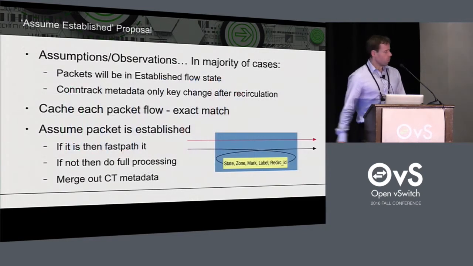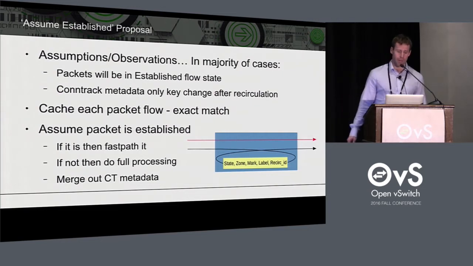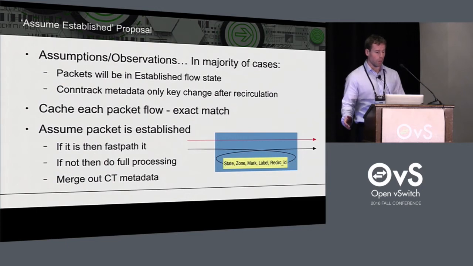So we want to look at ways we can try to improve this, and this is one thing. The proposal we put forward, which we're calling, quite unimaginatively, assume established, is quite similar to the approach that Ben was talking about in his talk earlier, where we're really trying to cache what is going on here and avoid a lot of the inner steps if we can.